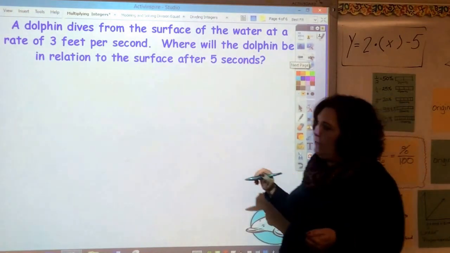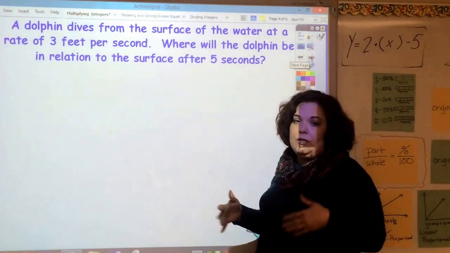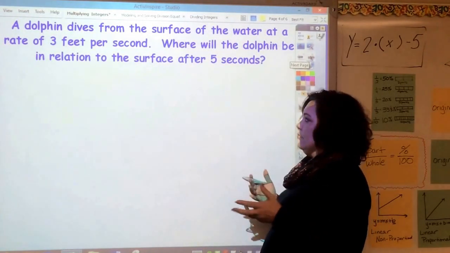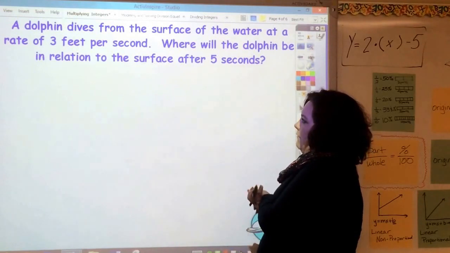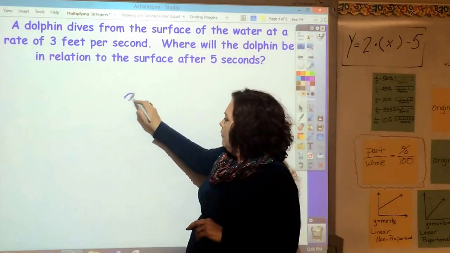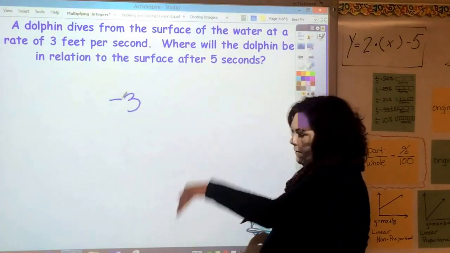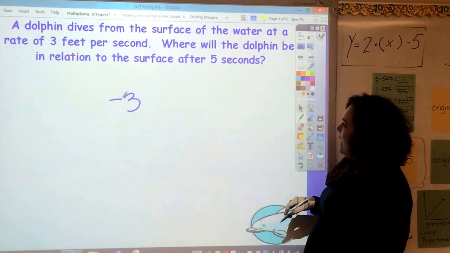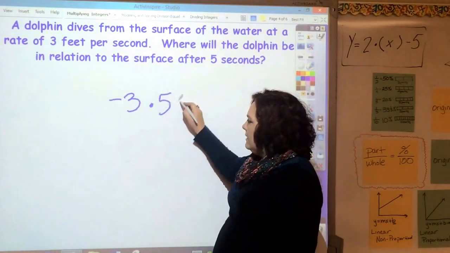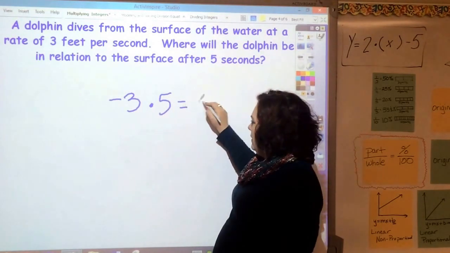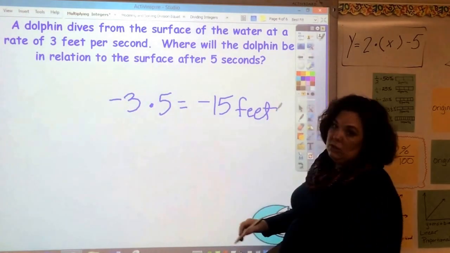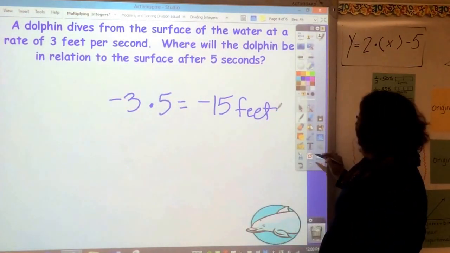And then you might see them in a word problem. With negatives, it's usually altitude or temperature or stock market, prices falling, that sort of thing. A dolphin dives from the surface of the water at a rate of 3 feet per second. So rate of falling in the water, diving down 3 feet per second. And where will the dolphin be in relation to the surface after 5 seconds? So times 5 seconds. And so a negative times a positive is a negative, and so he would be 15 feet below the surface. That's the way it works in word problems.